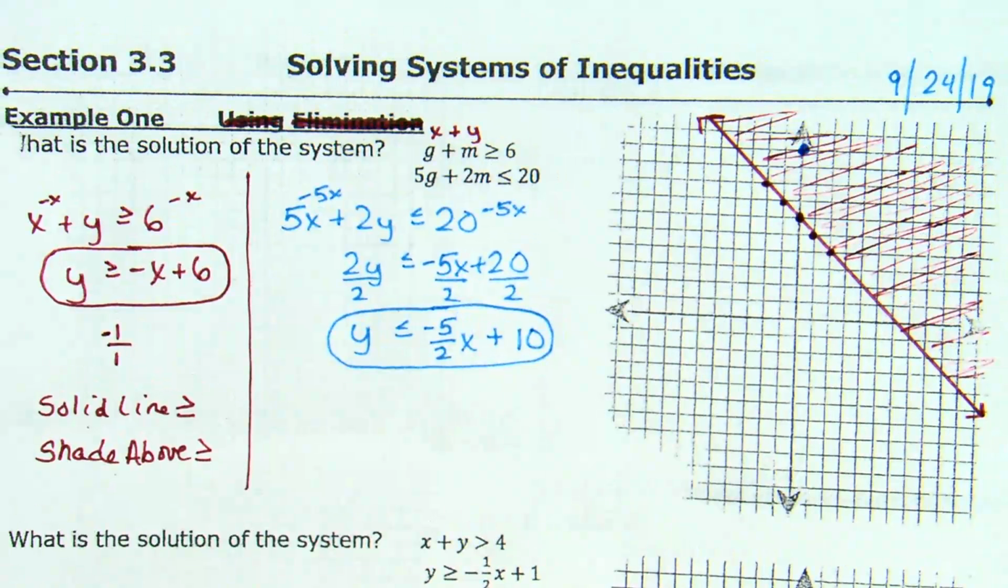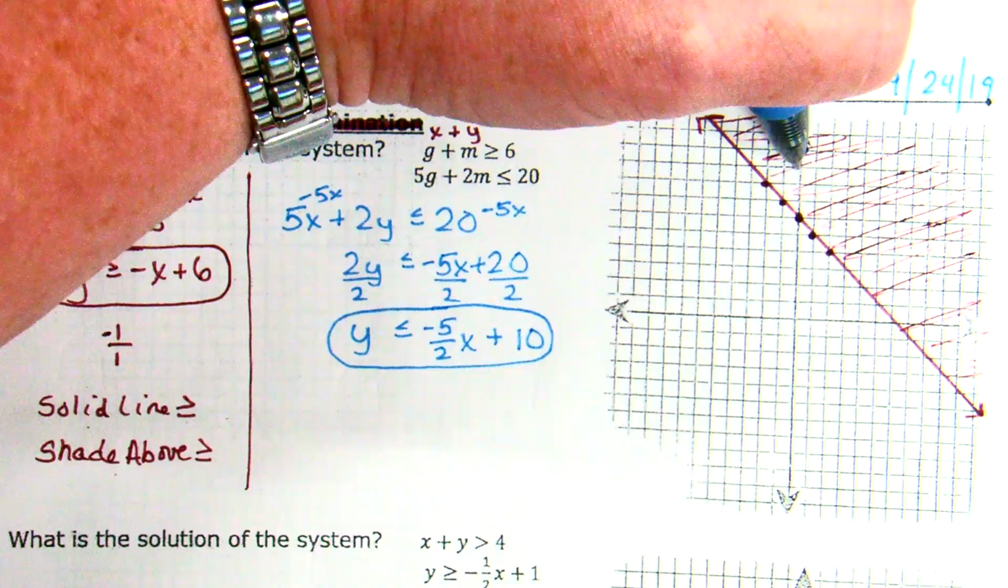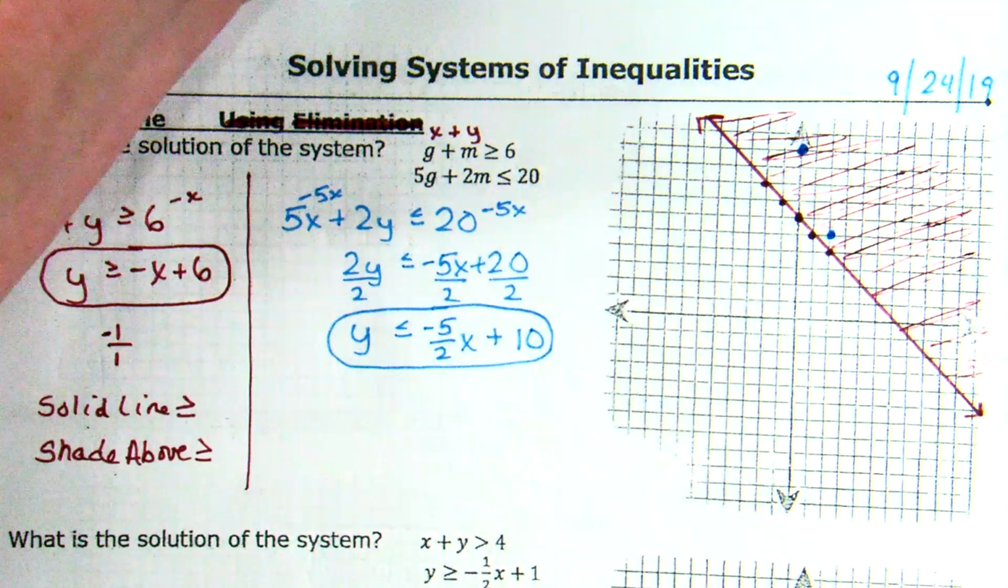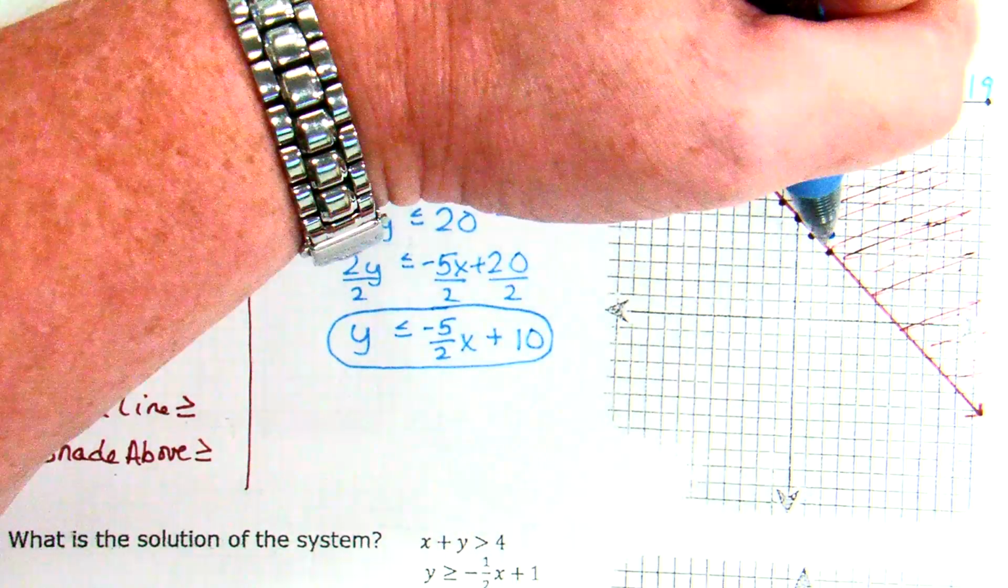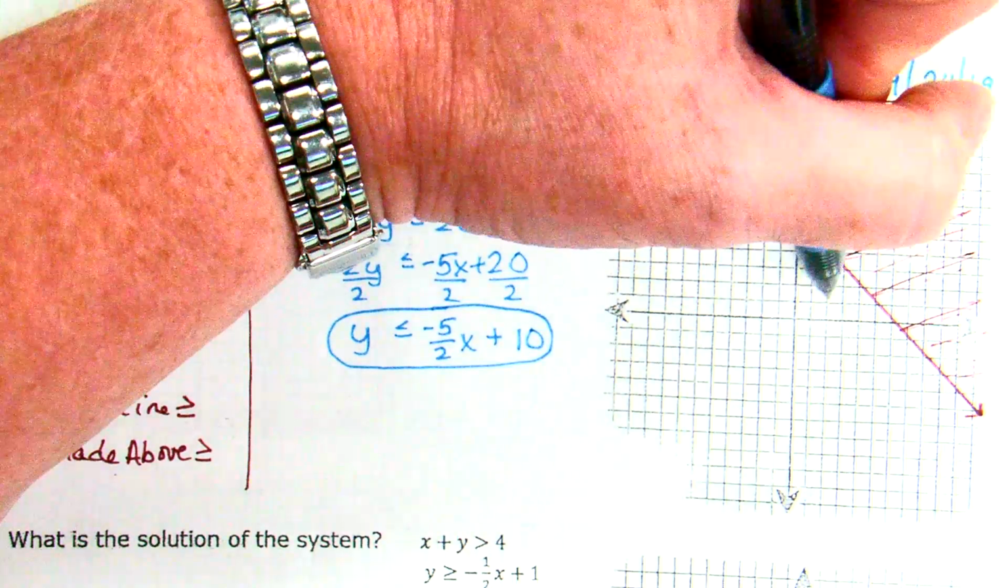What about negative 5 halves? Okay, if we go down 5, that's our negative direction, and then right 2. Okay, doesn't hurt to make at least one more dot just to keep our line accurate. Down 5, right 2.